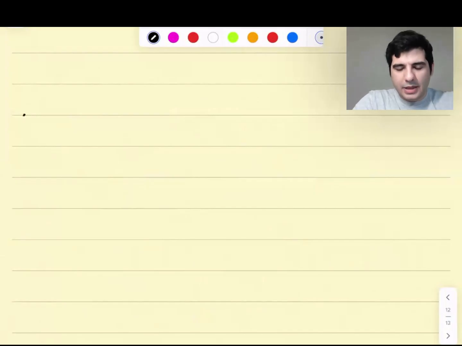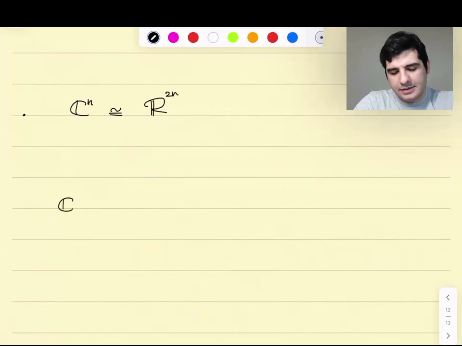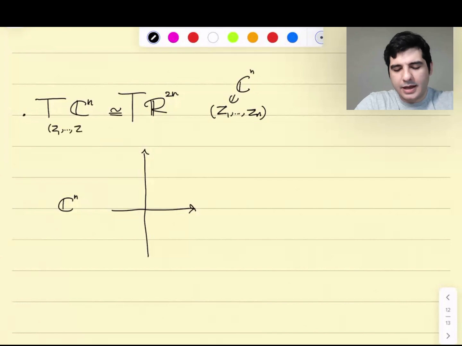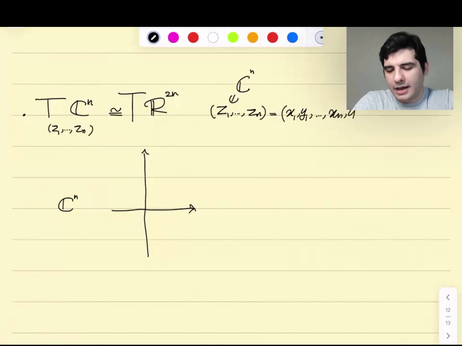Now let's move to the complex setup. When we have Cn as a real vector space, it is the same as R to the 2n, right? So let's say this is Cn. We can think about the tangent space of Cn at any point. If I pick a point z1 up to zn, any point inside Cn, I can think about the tangent space of Cn at this given point. But in the correspondence between Cn and R2n, this corresponds to a point x1, y1, x2, y2, up to xn, yn inside R2n. So the tangent space of R2n is centered at this corresponding point, right?